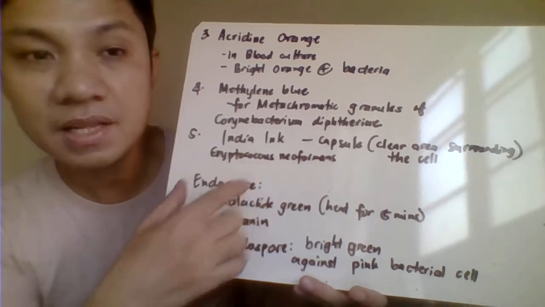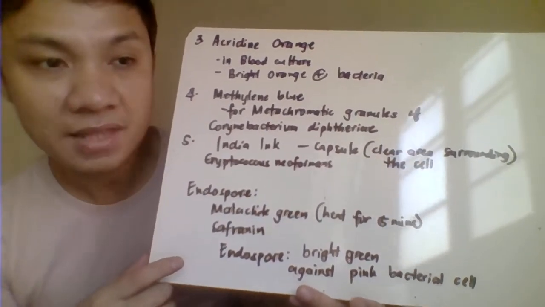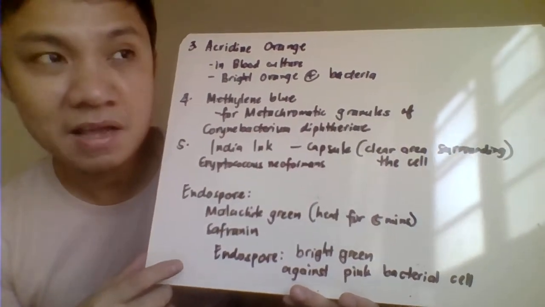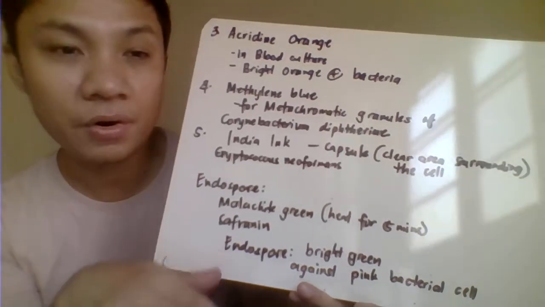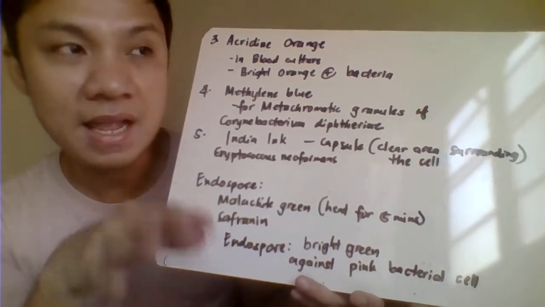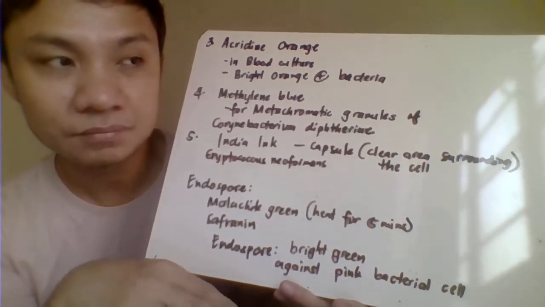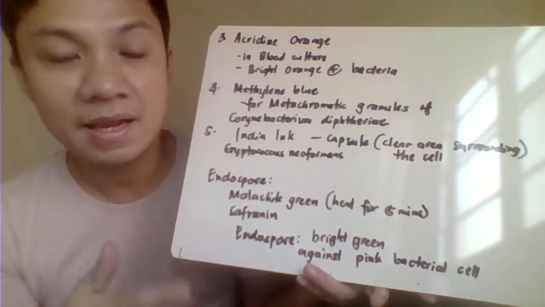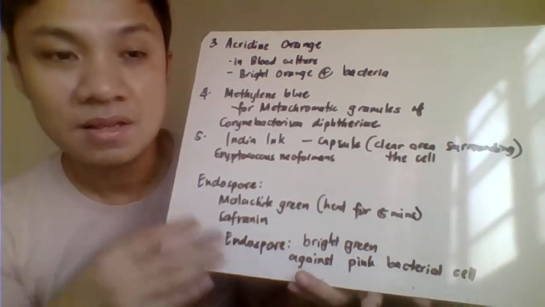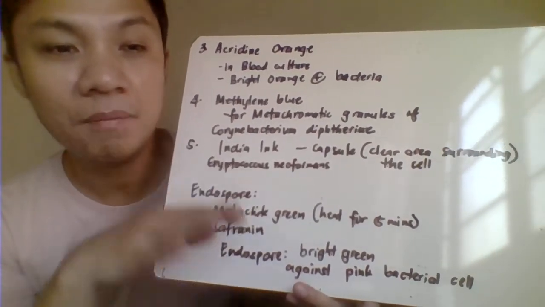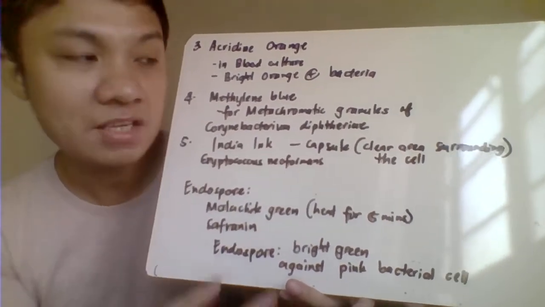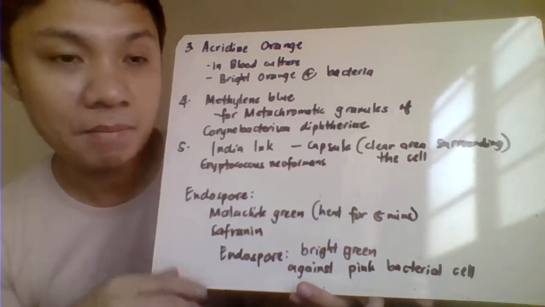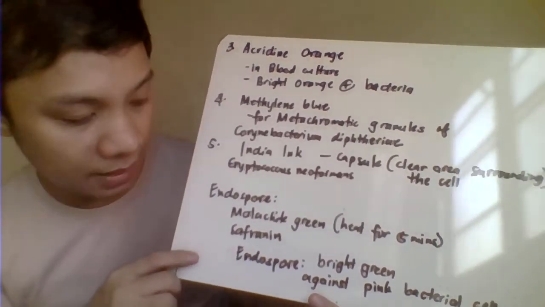So if you are using India ink, it's a negative stain. When we say negative stain, the capsule has no color against your bacterial cell which has color. The background of the capsule is like a clear area. So it's a negative stain: the capsule has no color, while the bacterial cell is the one that is colored. This is for identification of your capsule against a colored bacterial cell.